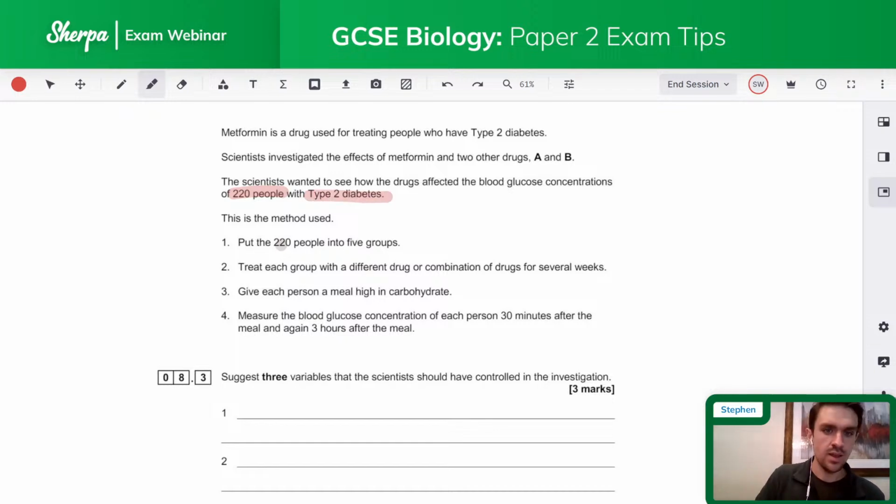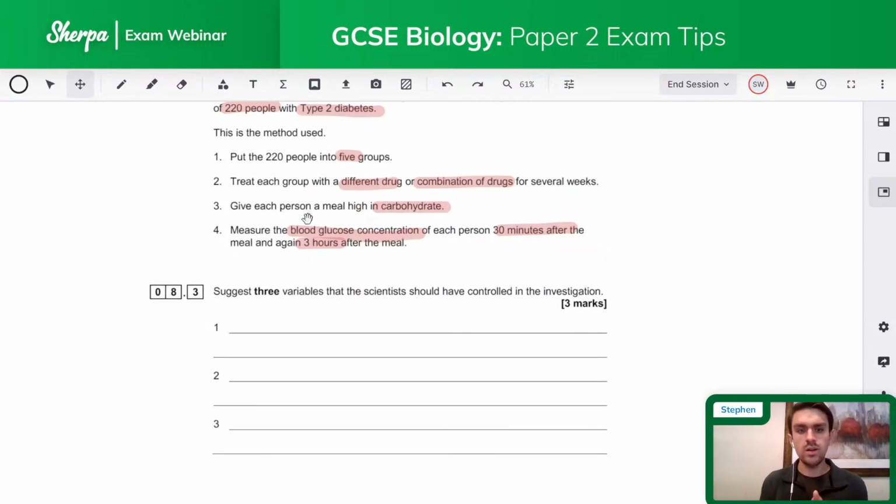What did they do? They put 220 people into 5 groups, treated each group with a different drug or combination of drugs, gave each person a meal high in carbohydrates, and then measured the blood glucose concentration of each person 30 minutes after the meal, and again 3 hours after. Now, this is a scientific case study, if you will. It's an experiment that they've done. So we're asked to suggest 3 variables that the scientists should have controlled in the investigation.